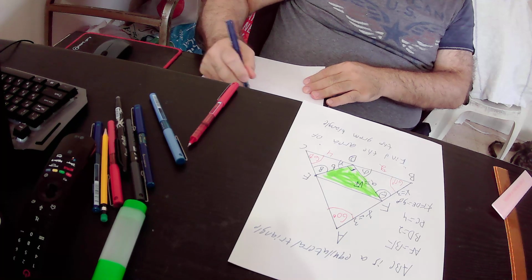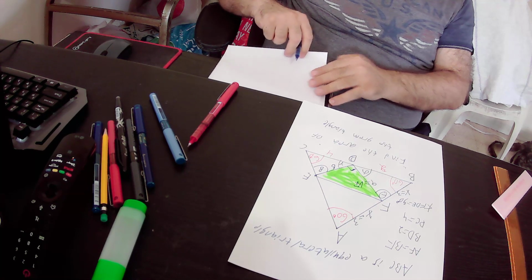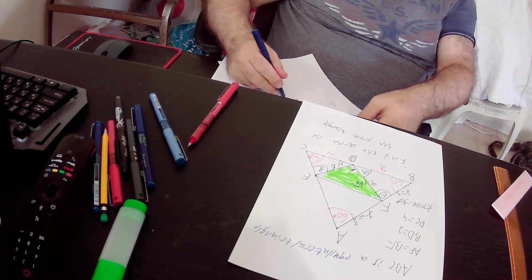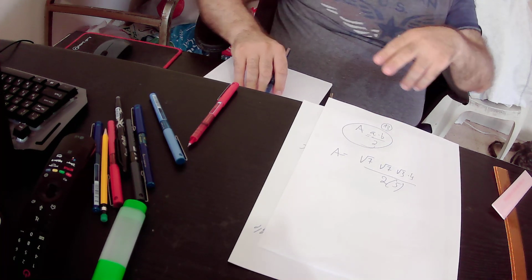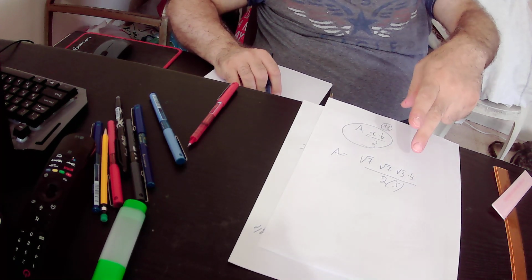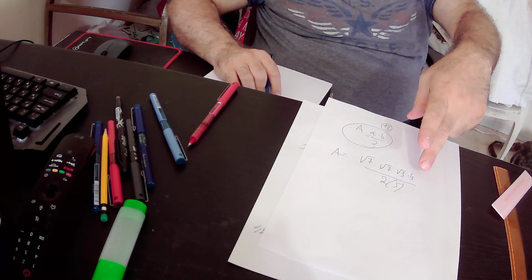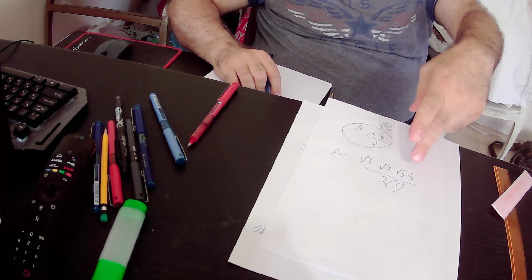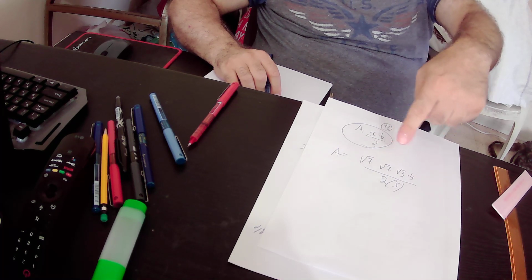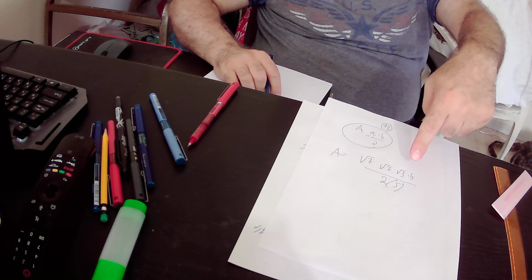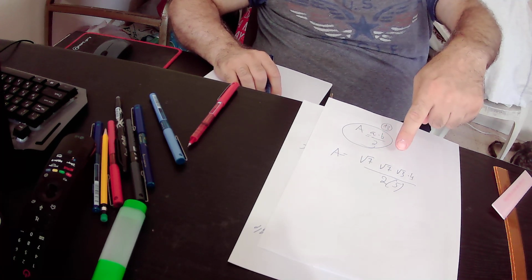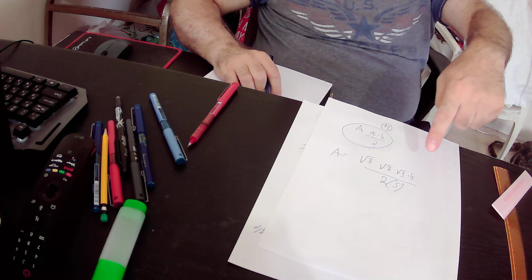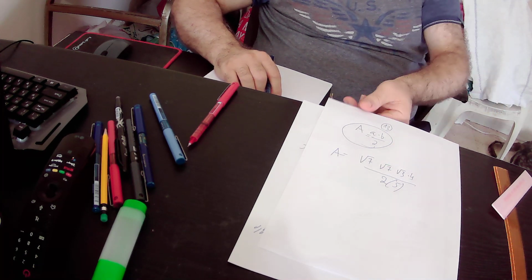So a times b over 2. In total we got that the area of the green triangle equals root of 7 times root of 7 times root of 3 times 4 over 2 times 5. Root 7 times root 7 is 7 and 4 over 2 is 2, so I write it down.